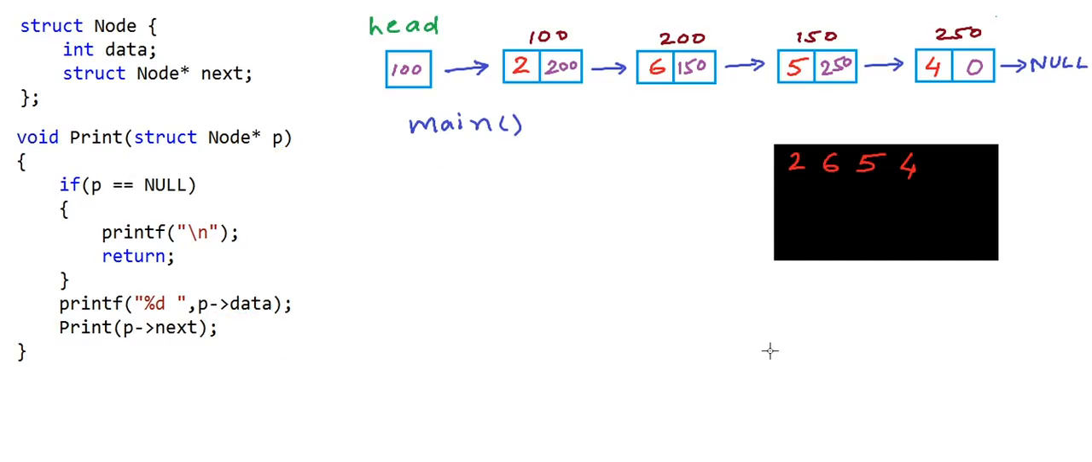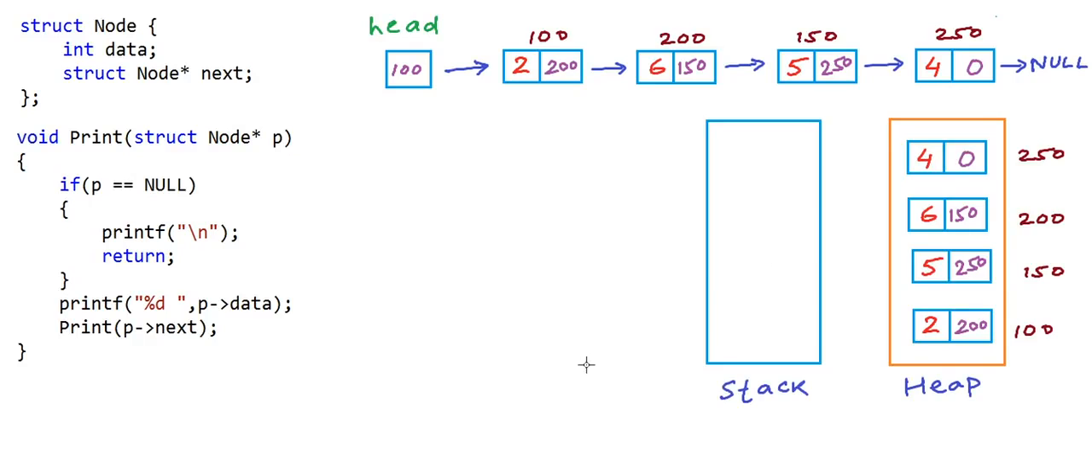If you want to see how the recursion will execute in the memory, then I'll have to draw a diagram like this. Application's memory, the memory that is allocated for the execution of a program, has these 2 sections.